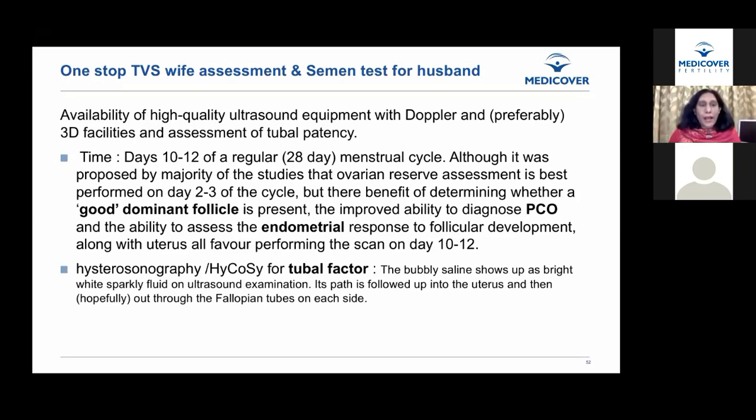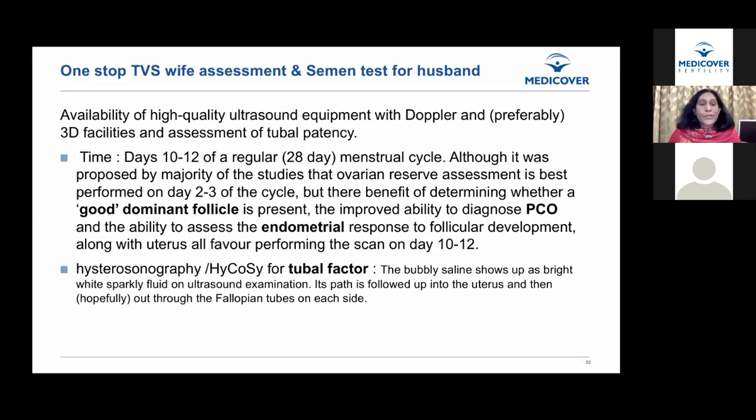Now it has been argued or debated what is the best time if you can call the patient only once. Some people say day 2 is the best, but of course, for starting the treatment, day 2 or day 3 of the cycle, the patient should come. But if it's only assessment, then probably day 10 to 12 gives a good assessment, because it will help us to know not only the egg reserve, but also whether there is a good dominant follicle formation or not, so that you can know that she is ovulating or not.